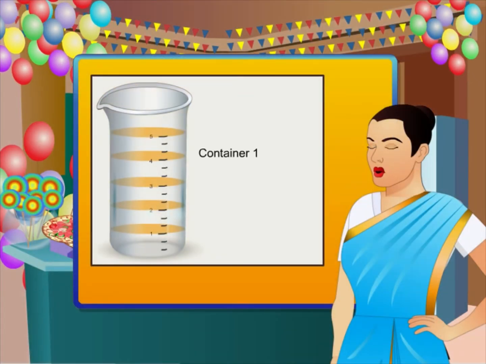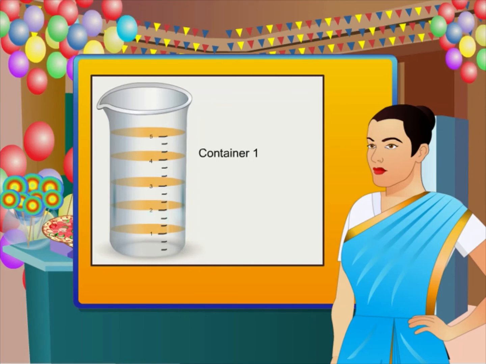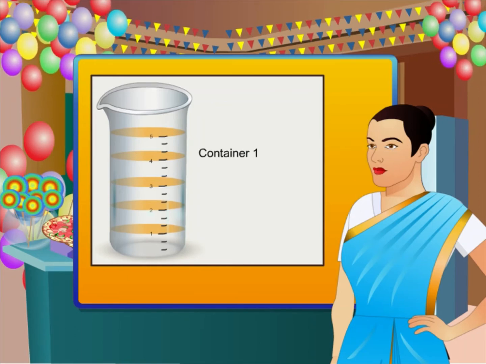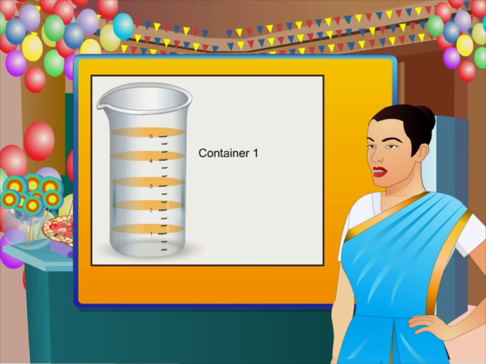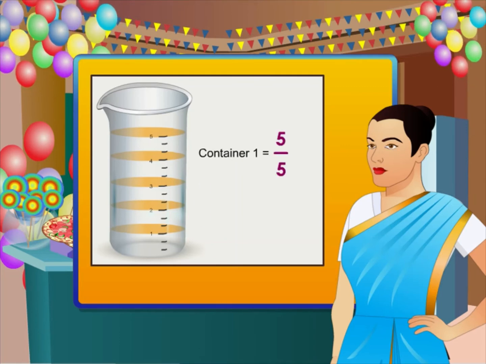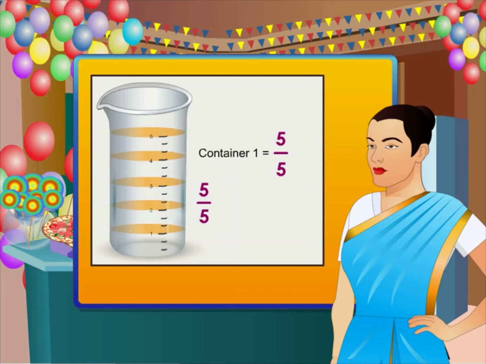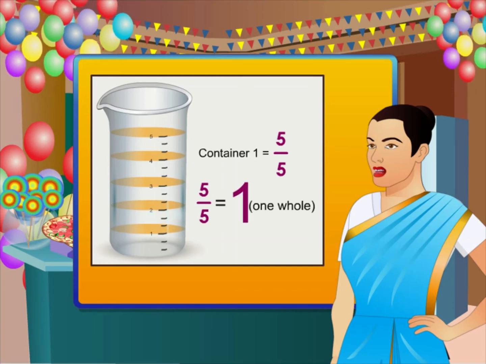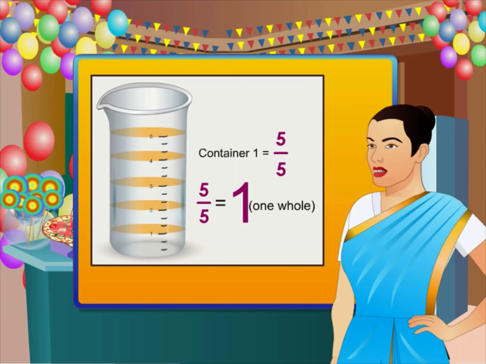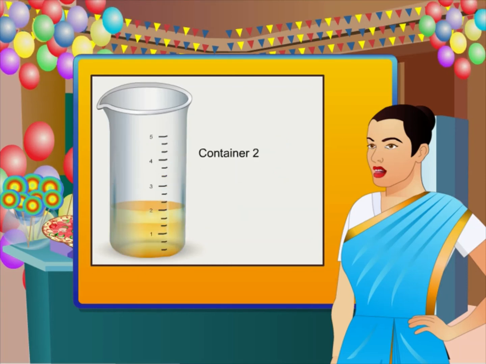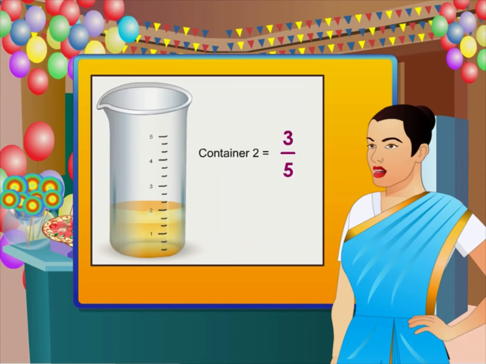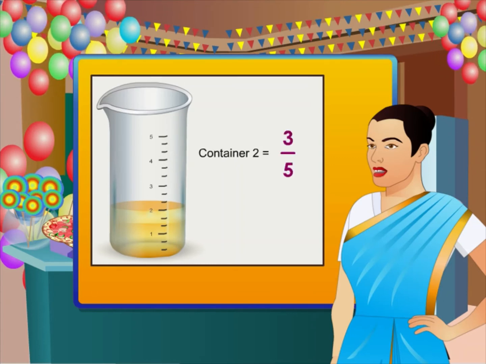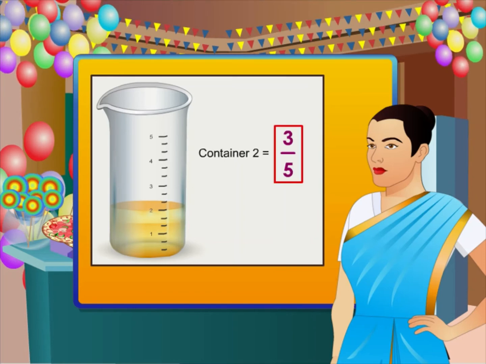Children, the first container contains 5 liters of orange juice. Adam and Aisha have poured all of the juice into the glasses. They have poured 5/5 liters of orange juice from the first container. That means they have emptied 1 whole container of orange juice into the glasses. The juice from the second container is poured out 3 liters out of 5 liters into the glasses. It is 3/5 of the container.